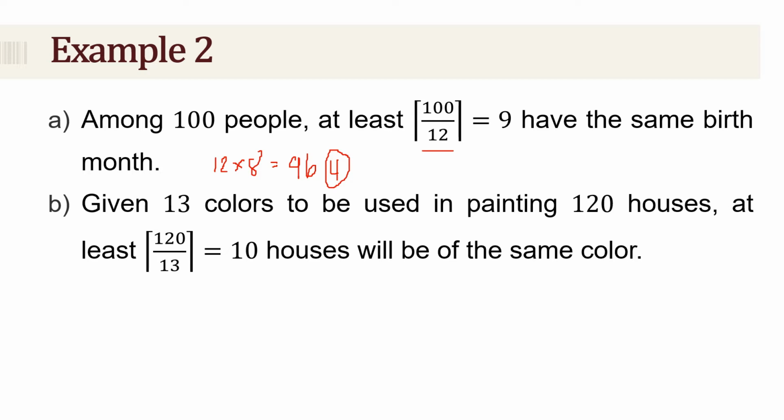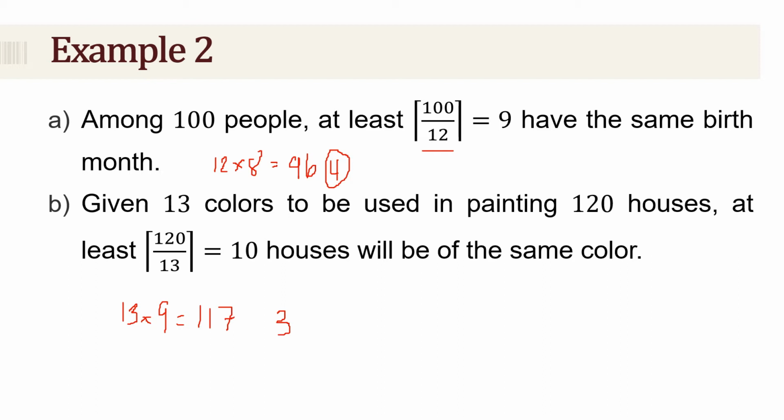Okay, for letter B naman, given 13 colors to be used in painting 120 houses, at least 10 houses will be of the same color. Again, parang yung kanina, meron tayong 13 times 9, which is equal to 117. So, meron pa tayong tatlong sobra. So, possible na yung 9 na bahay na yon, pare-parehas sila ng kulay. Siguro, 9 na red, 9 na blue, gano'n. Hanggang 13 na colors, whatever man na kulay yon. Okay? So, lahat-lahat yon ay 117. Ngayon, since merong tatlong sobra, sure tayo na merong at least 10 bahay na same yung color.